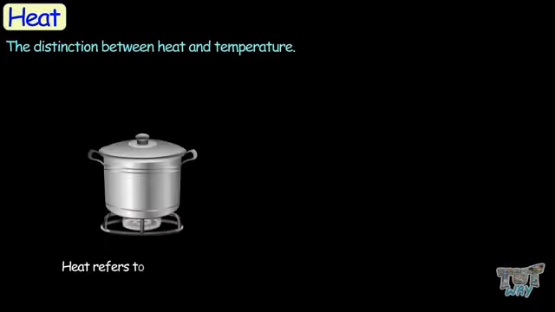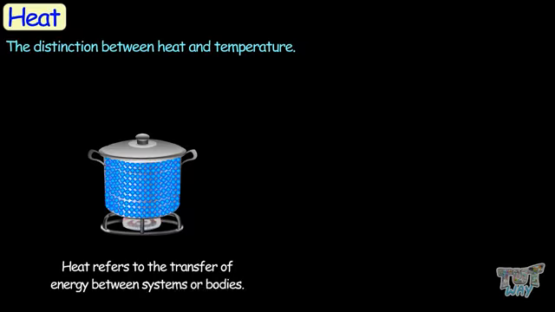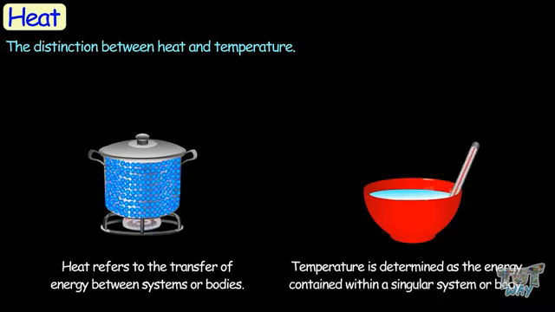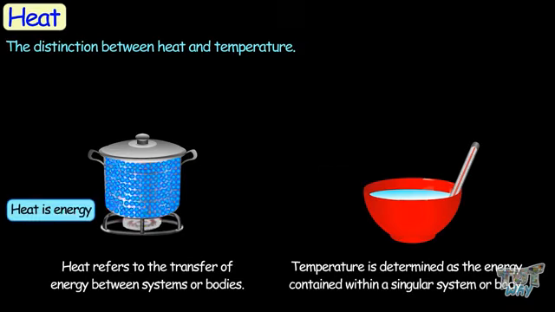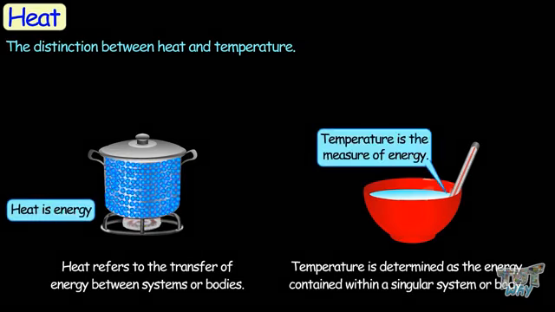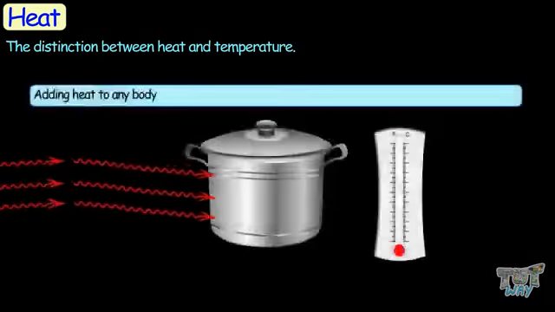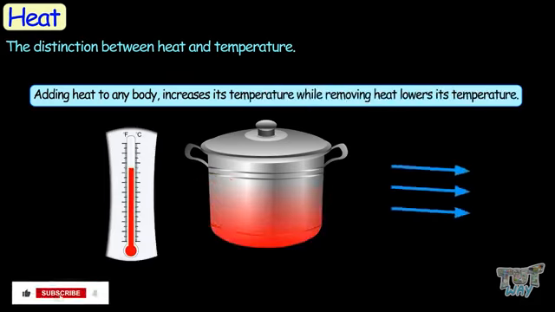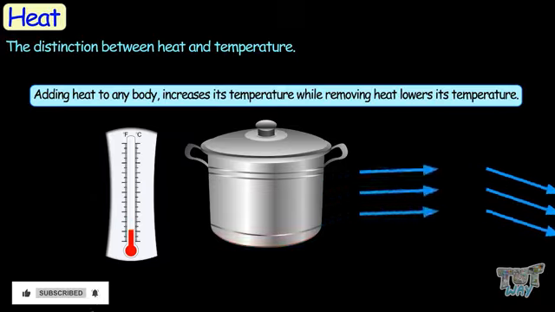Now let's learn the distinction between heat and temperature. Heat refers to the transfer of energy between systems or bodies, whereas temperature is determined by the energy contained within a singular system or body. In other words, heat is energy, while temperature is a measure of that energy. Adding heat to any body increases its temperature, while removing heat from any body lowers its temperature.